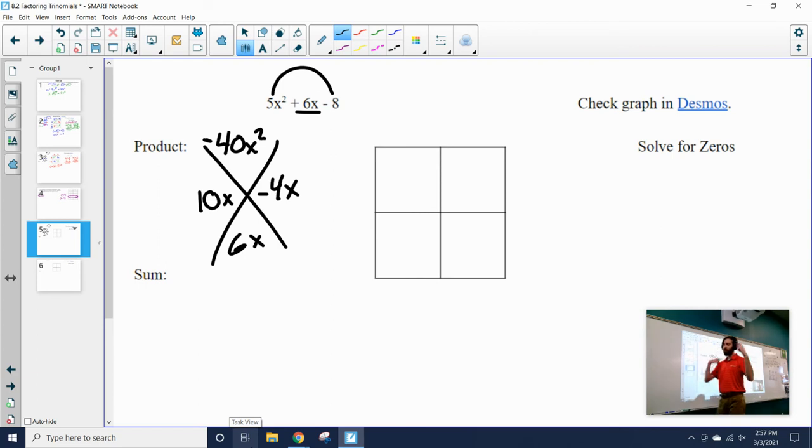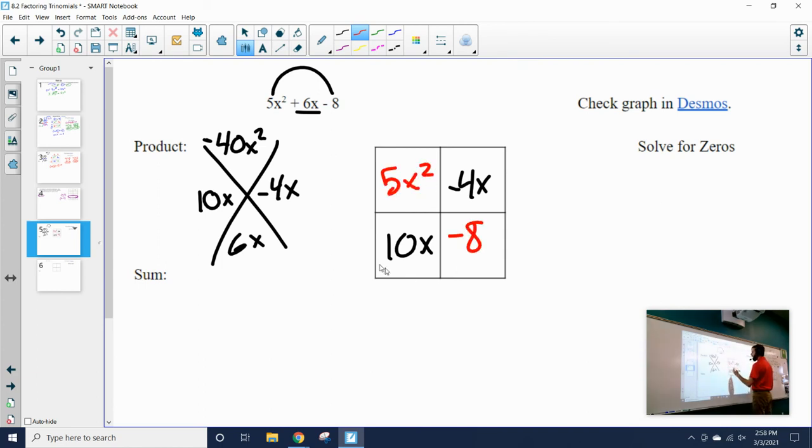So sometimes with these, you have to do a little bit of guessing and checking. You think, okay, I know these two numbers multiply to give me my top number, but do they add to give my bottom one? Nope, so I'll have to try something else. So I know 10x and negative 4x are going to fill in my boxes. And then in my top, I'm going to have my first value of 5x squared and my bottom value of negative 8.